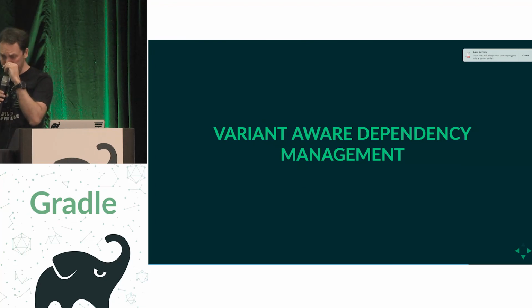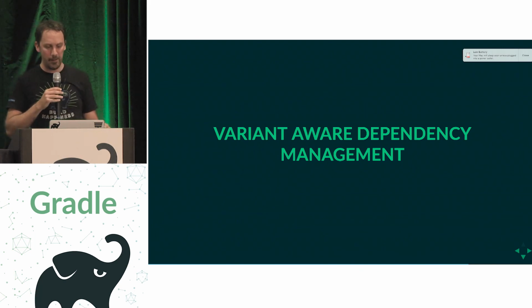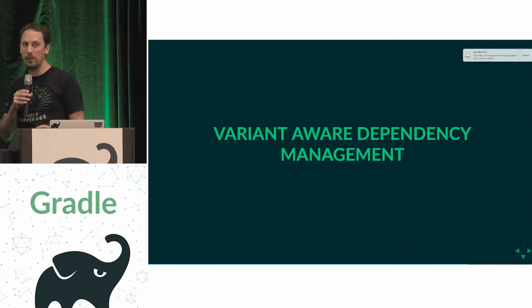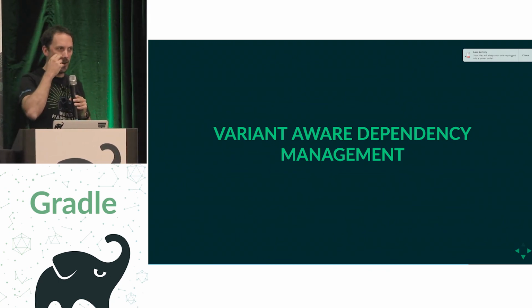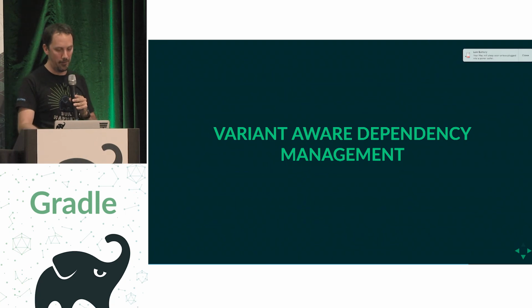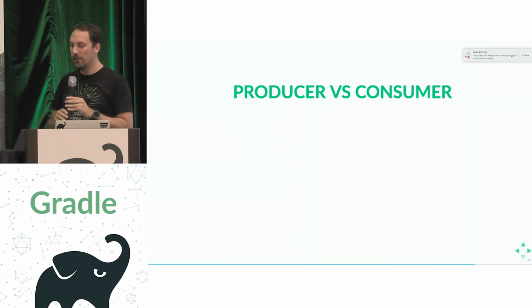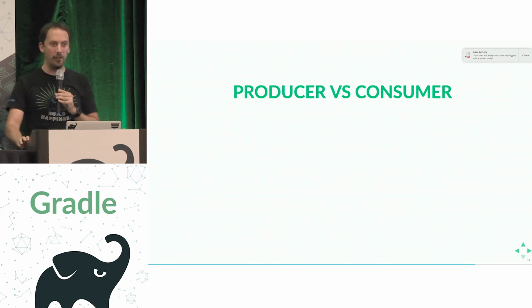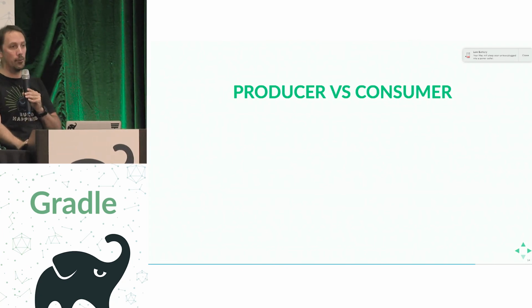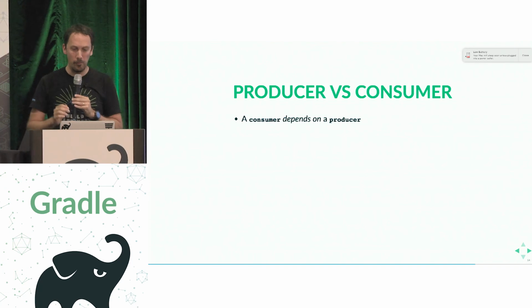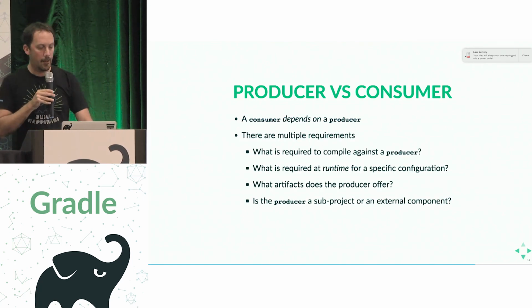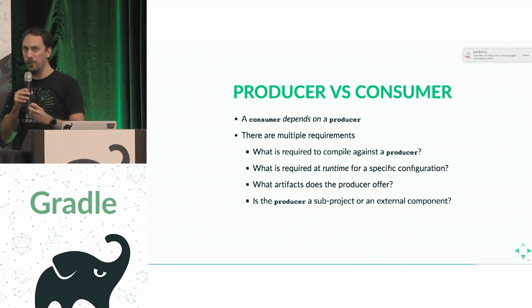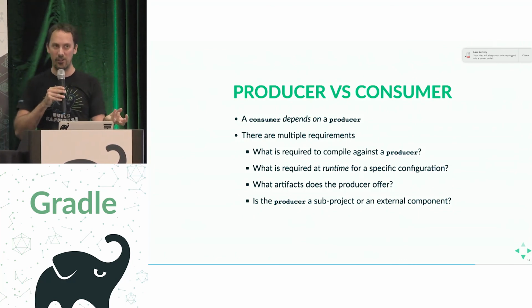Okay, so I have around 5 minutes to finish with variant-aware dependency management. This is a word that you've probably heard multiple times this week, and I want to try to explain to you why it is super important. The reason it is super important is that we make the difference between the producers and the consumers of a library. So a consumer depends on a producer, but in the end, there are multiple requirements, different usages.